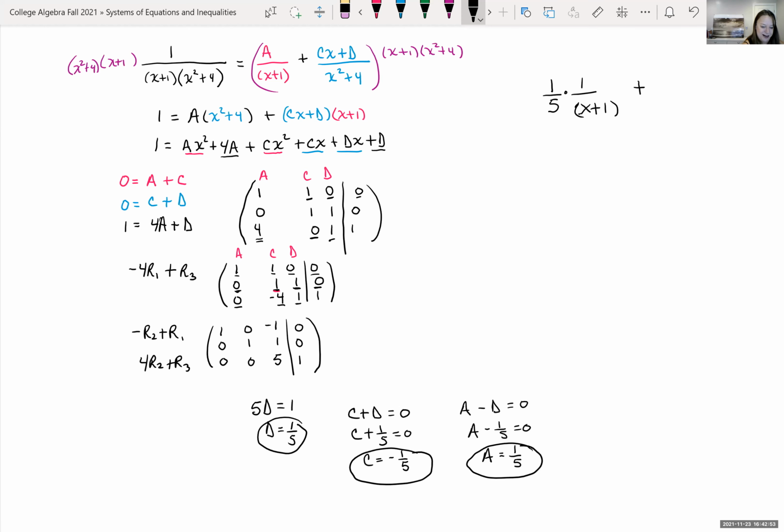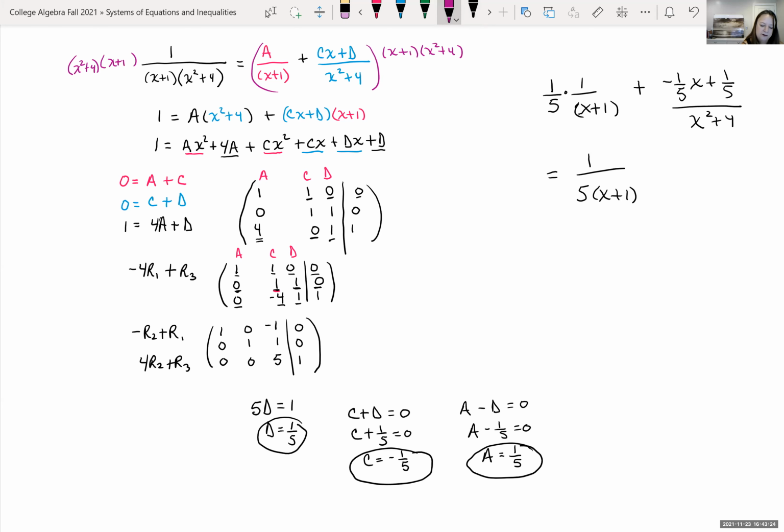Plus, I'm going to write fractions in the numerator right now. So 1/5 is -1/5, x plus D, and D is 1/5, all over that x squared plus 4. So this is the same thing as 1 over 5 times x plus 1.